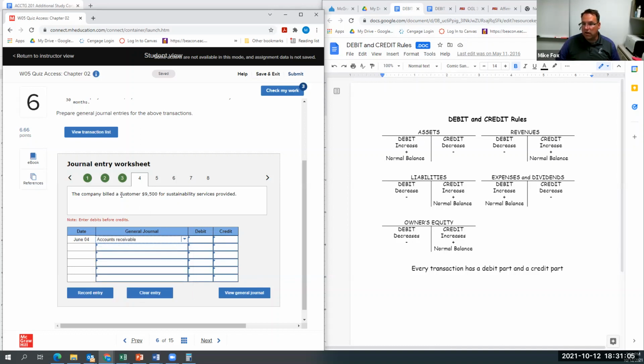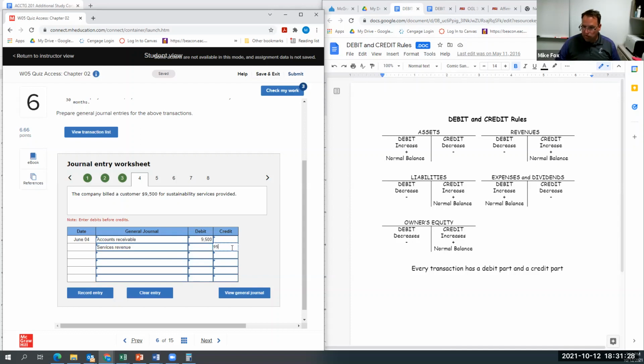And then if I've already provided the services to the customer, that means I've earned revenue. So it's going to be services revenue. Revenue increases with a credit. So there's my entry.